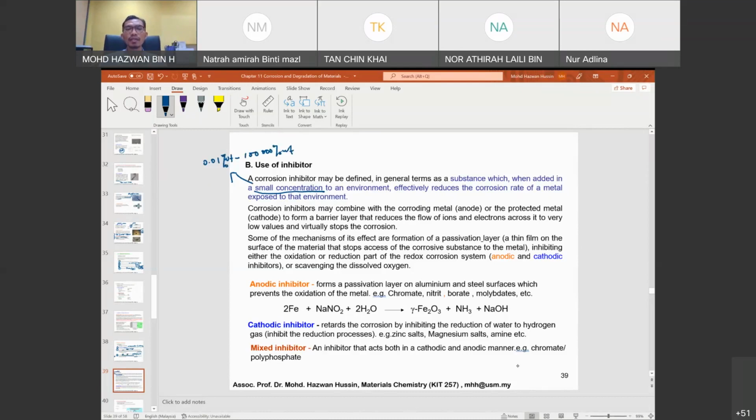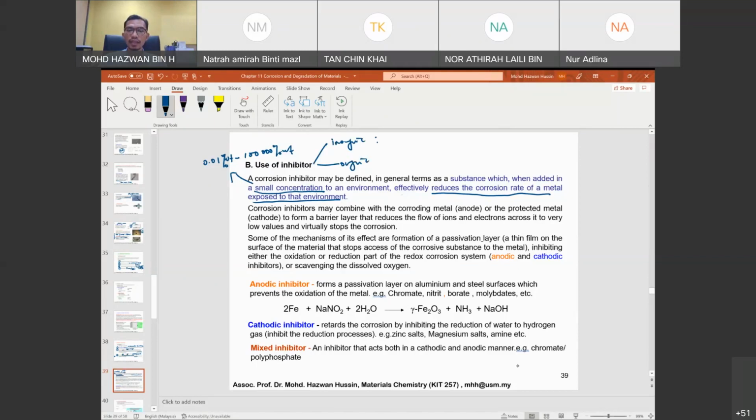A small amount of chemical that, when added to the environment, can reduce the corrosion rate of a metal. Macam tadilah kita tengok hydrazine. If you put hydrazine inside the solution, it will reduce the oxygen and become other things. But a corrosion inhibitor does not necessarily have to be an oxygen scavenger. It can function as other things. You can have different types of corrosion inhibitor. You can have either inorganic inhibitor or organic inhibitor.